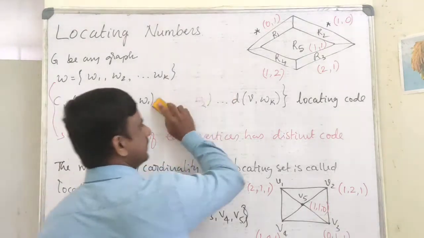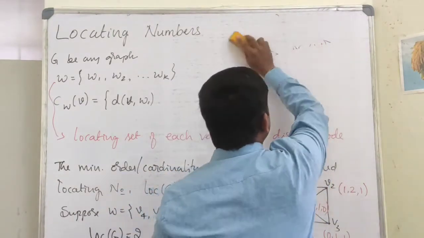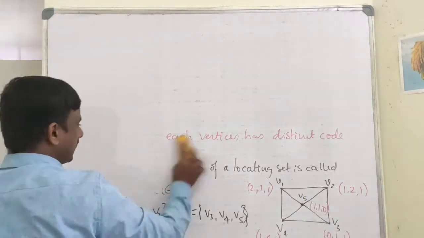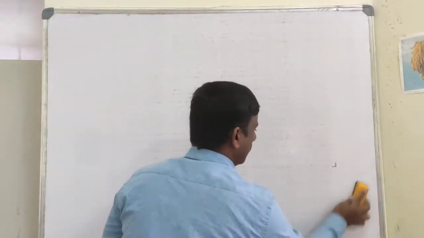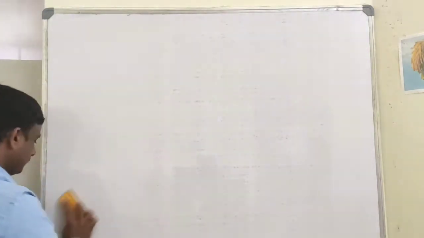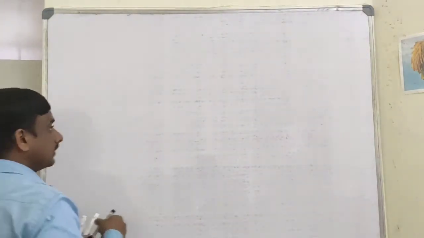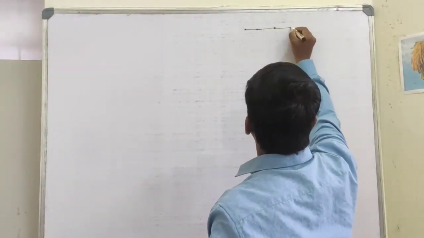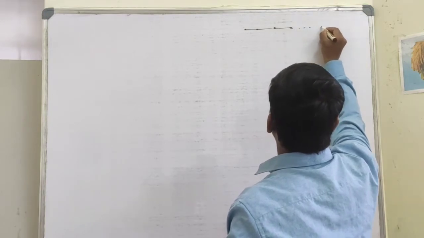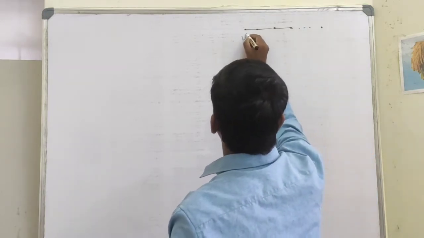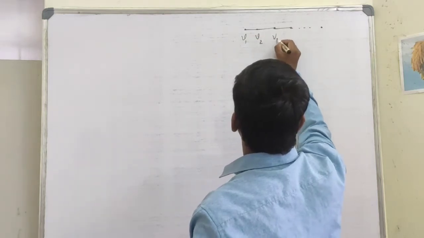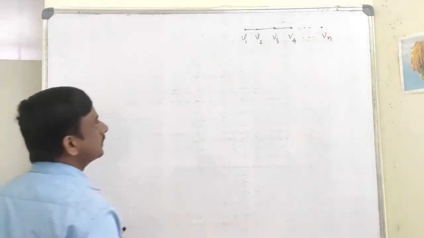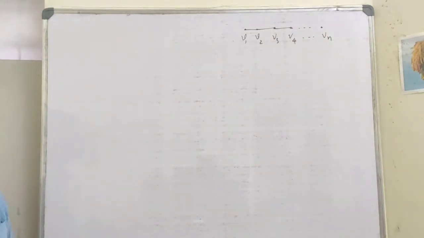Suppose we see a few more examples on this. First we'll consider a path graph. We know how to draw a path graph. Generally I take Pn. So this has vertices V1, V2, V3, V4 and so on up to Vn. So this is a path graph on n vertices.